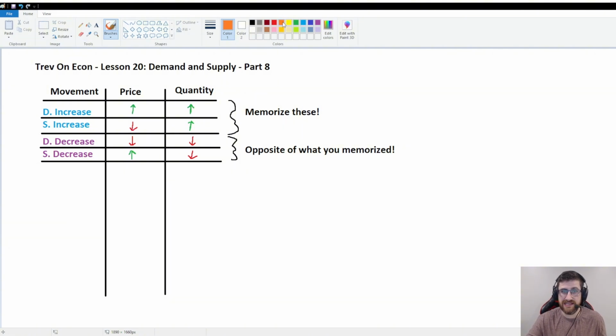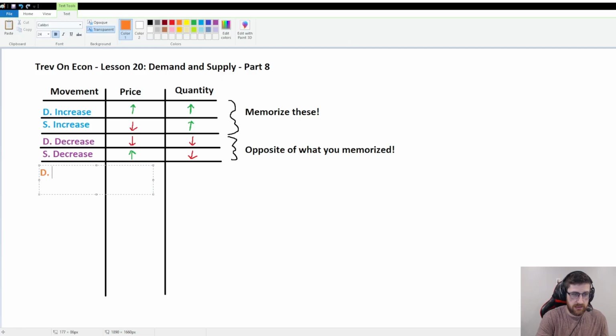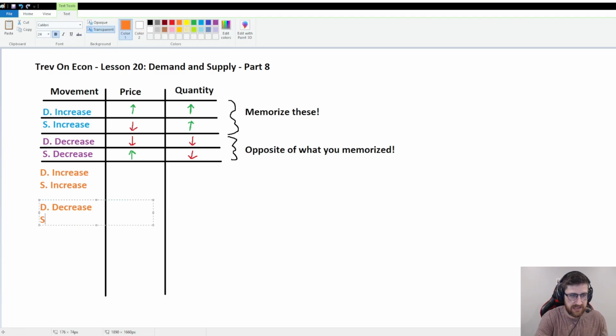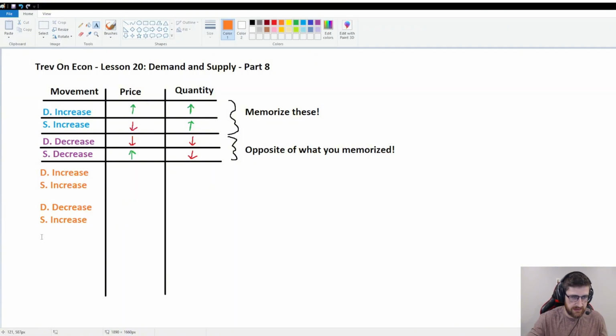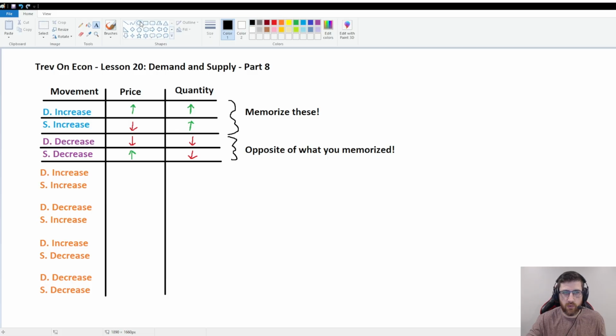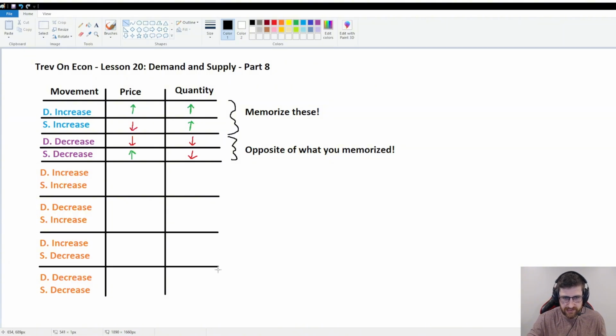Where this becomes very helpful is the next set. The next set is the ones that people don't like, and that is the double movements. So our double movements are D increase, S increase. Then we have D decrease, S increase. Then we have D increase, S decrease. And then we have D decrease, S decrease. Okay. These are the ones that made the messy graphs that we didn't really know what to do with, and they kind of got out of hand. Again, you should still know them, but this is my little shortcut to make things easier.